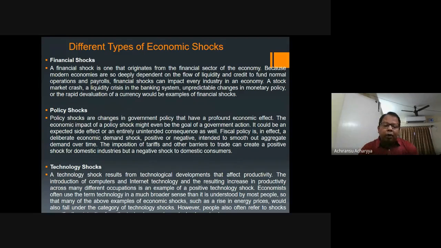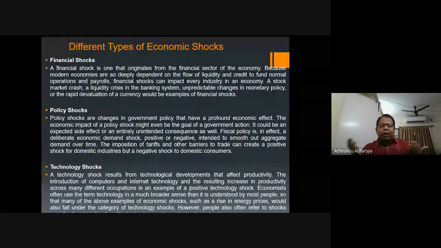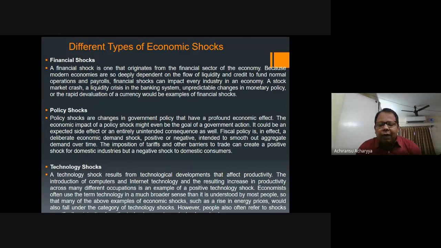And then there could be policy shocks, where a government brings in some wrong policy or a policy that profoundly affects the economy. The economic impact of the policy shock might even be the goal of the government. It could be an expected side effect or an entirely unintended consequence as well. So fiscal policies in effect are deliberate economic demand shocks. It could be positive or negative, intended to smooth out aggregate demand over time.